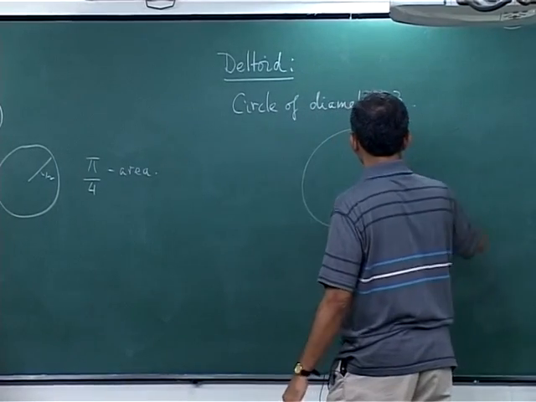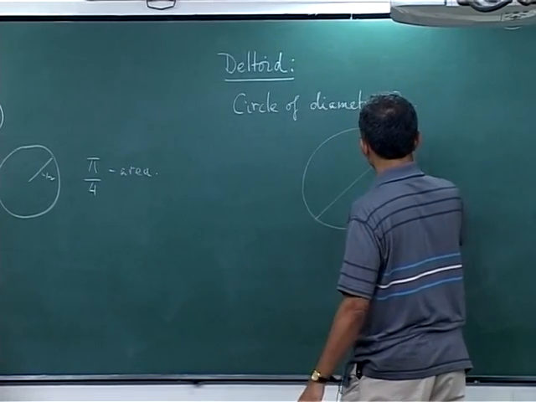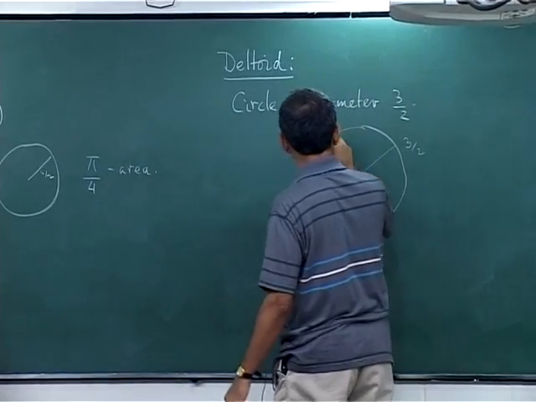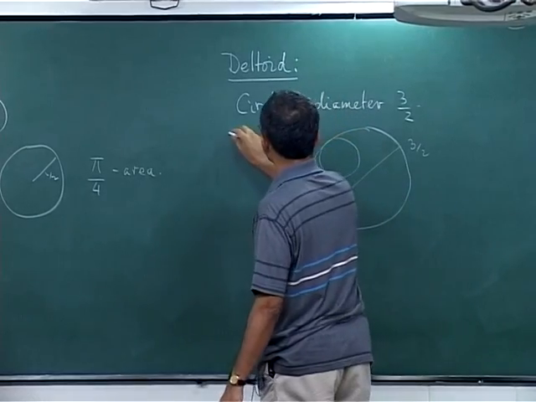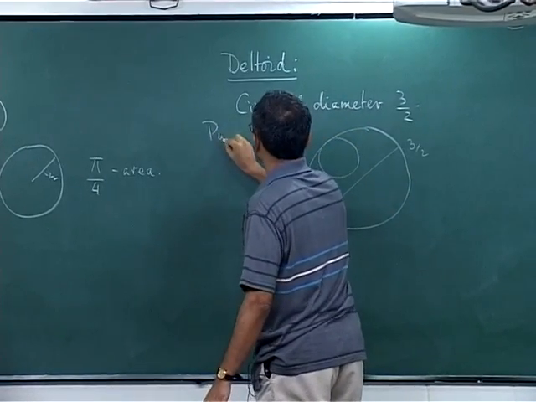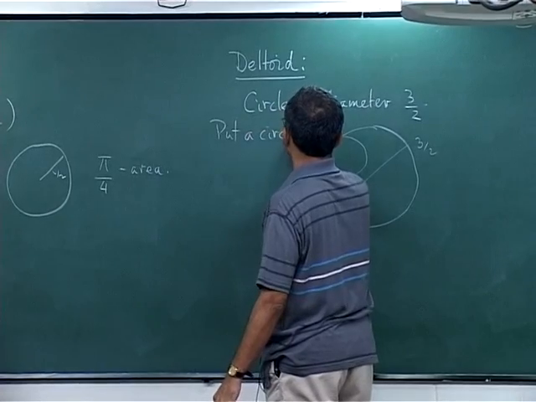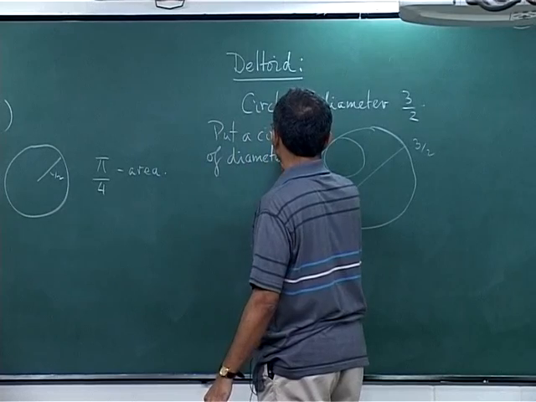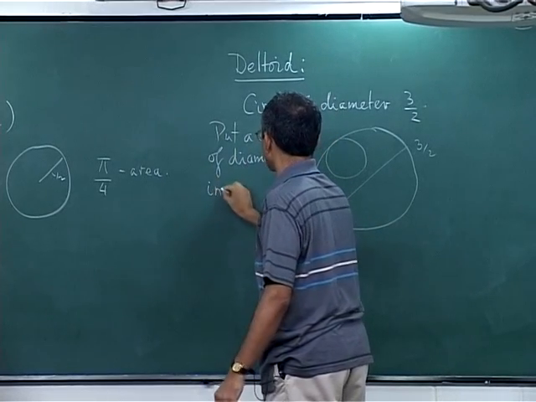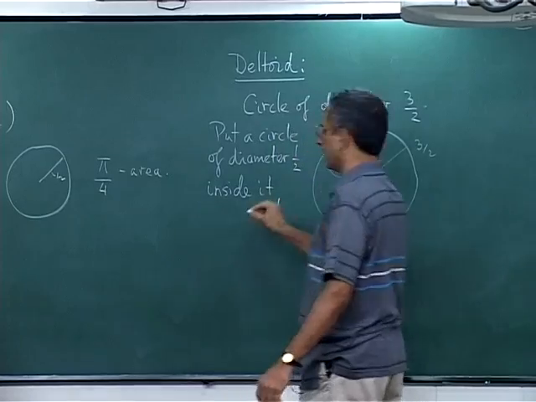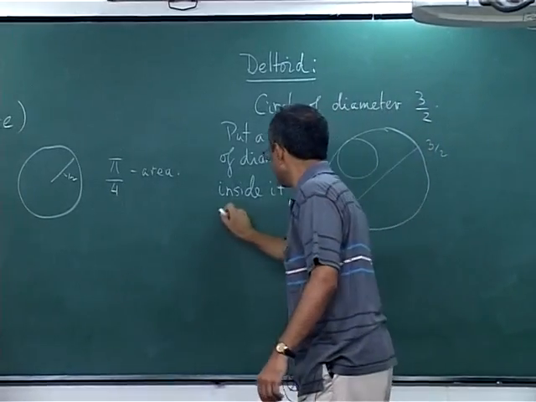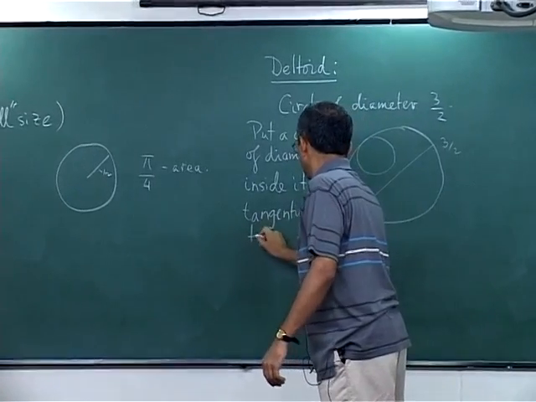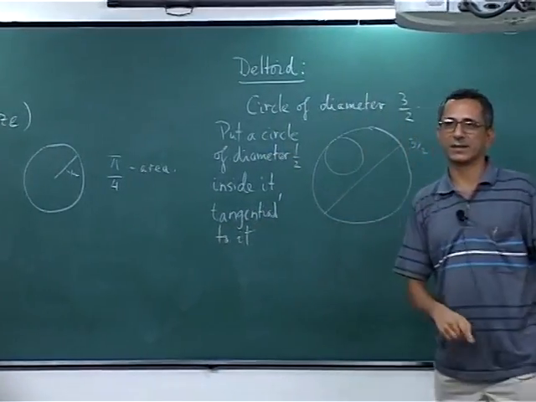So that is the big circle. So diameter is 3 by 2. And then inside that you place a small circle of diameter half. Put a circle of diameter half inside it, and tangential to it. What I mean is that it's touching the circle inside.